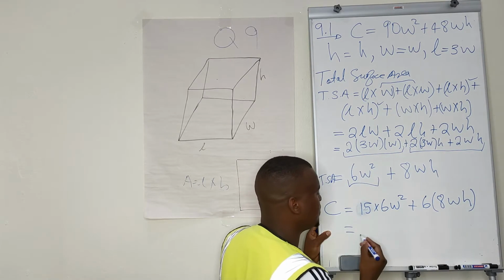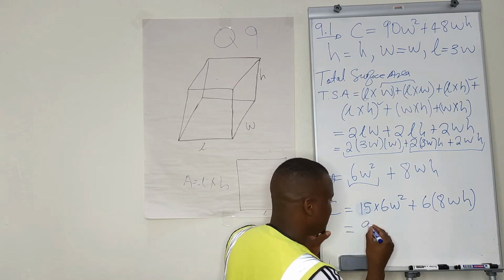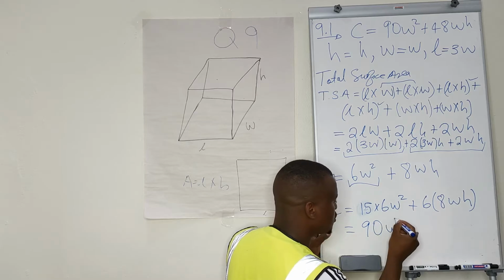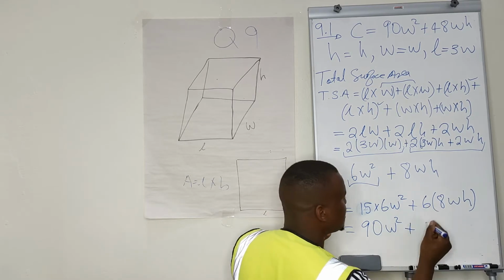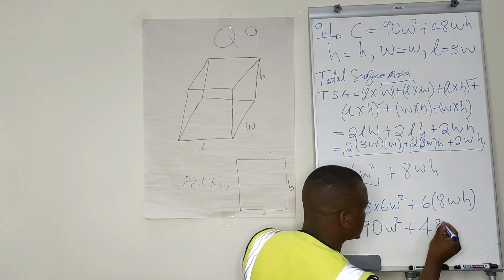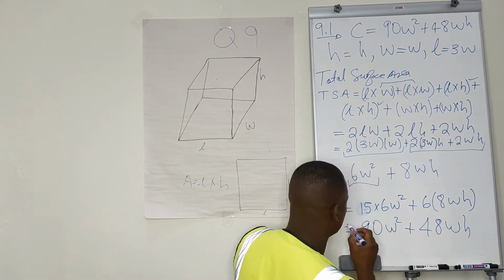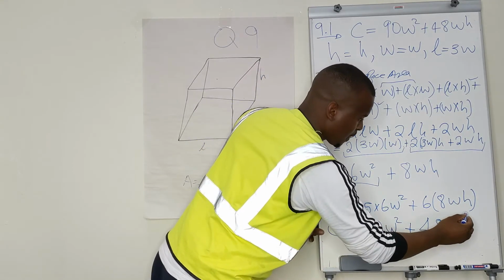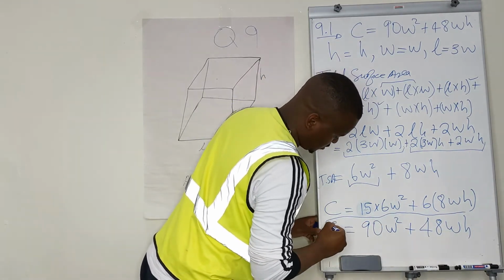So 15 times 6 is 90W squared, plus 6 times 8, which is 48WH. So this is our cost of constructing our box. Here it is.